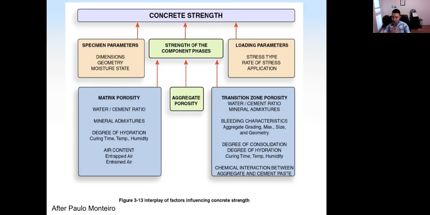And chemical interaction between the aggregate and cement paste does not really happen much, because we typically think of aggregate as an inert material. But if the aggregate is reactive, that will certainly affect the ITZ. So many factors; almost all of the things we discussed so far about aggregate will affect concrete strength here and there.